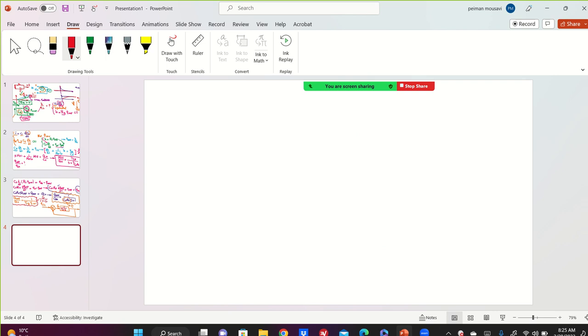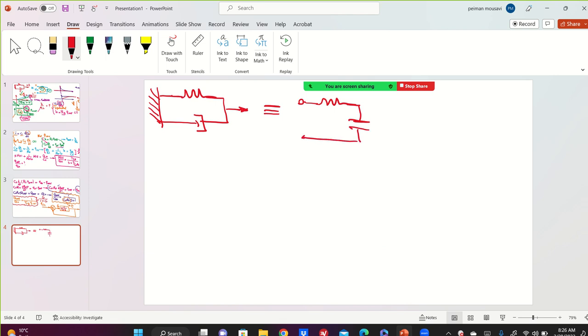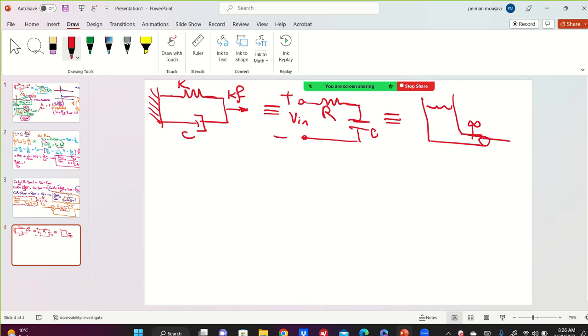So, being said, now as I promised you, you can say spring and damper, the RC circuit, and the dynamics of the tank of the fluid, K, C, K F, V in, RC, and Q out, they all are first order systems with the transfer function of output over input, generally speaking, 1 over tau S plus 1.